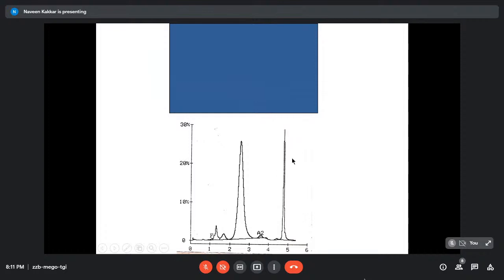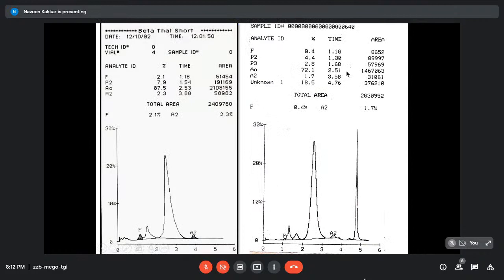What does this tell me? That this peak, although taller than this, contains roughly half the amount of what I saw in the C trait. In the C trait, we saw about 37.6%. This seems to contain about half of that. That's my guess. The machine will give you a percentage. You can actually evaluate that.